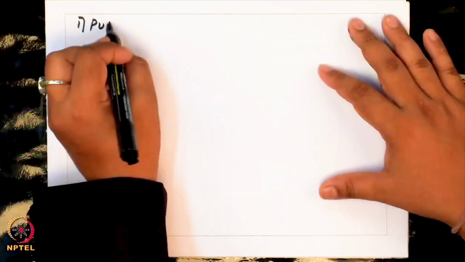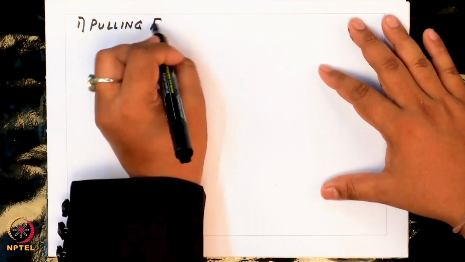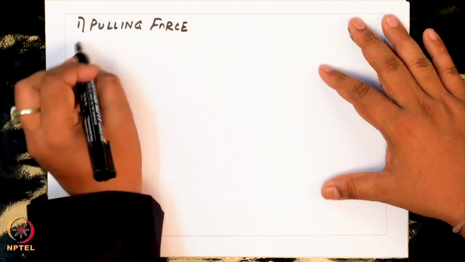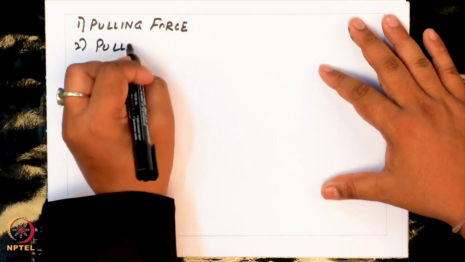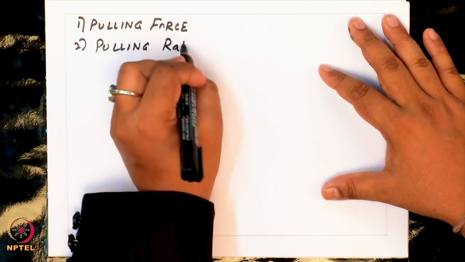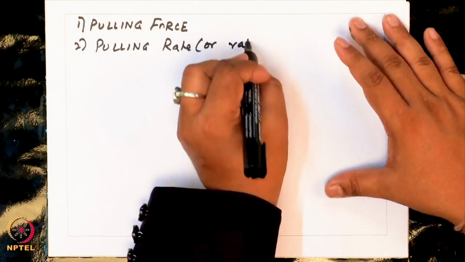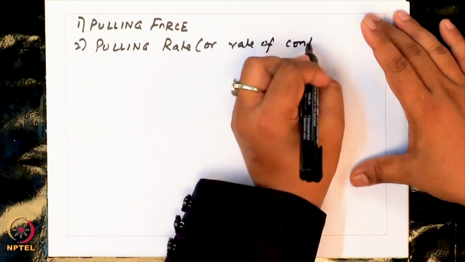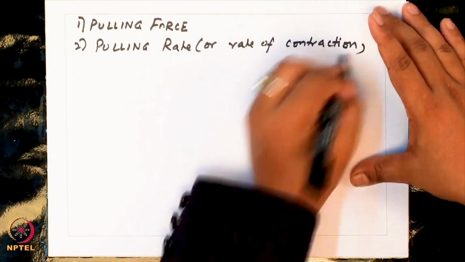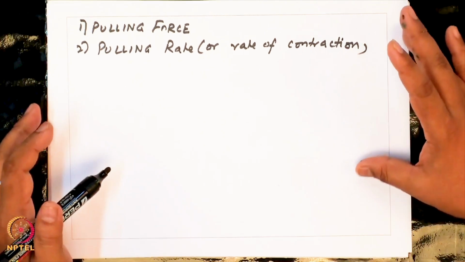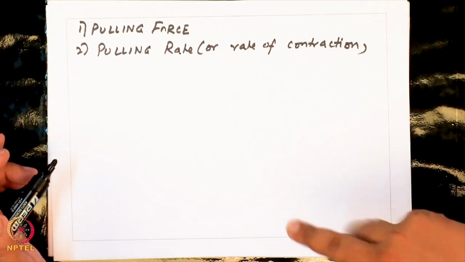The next question is, the rate of pulling. So, in addition to pulling, one is pulling force, second is pulling rate or rate of contraction. What would you expect to see some differences between two cell types which exert pulling forces at completely different rates? And the answer to that is indeed.